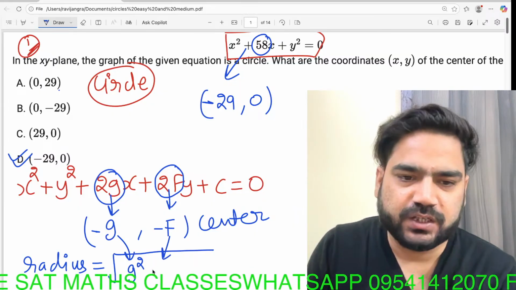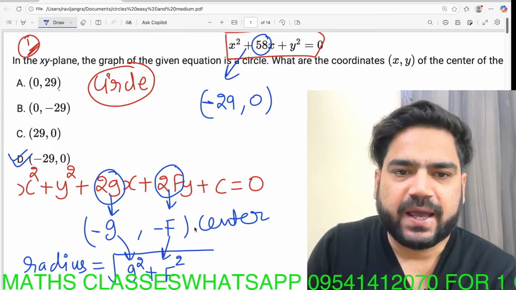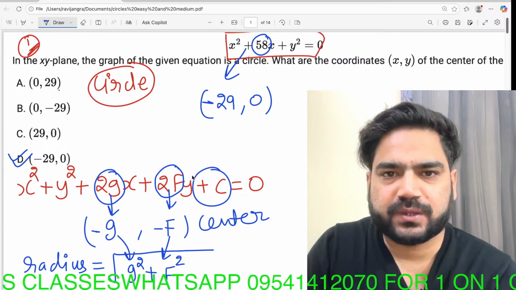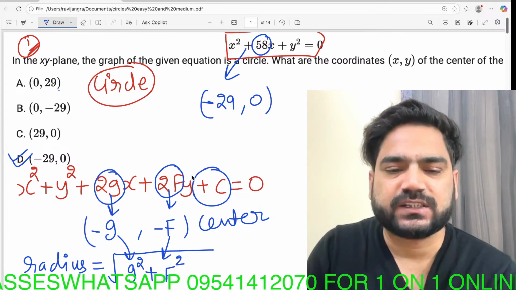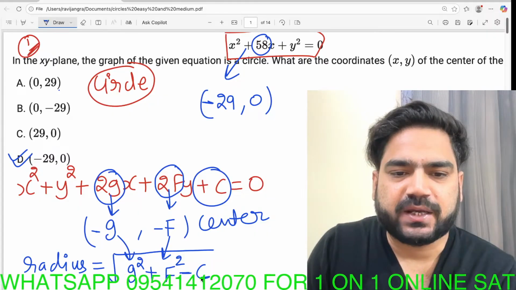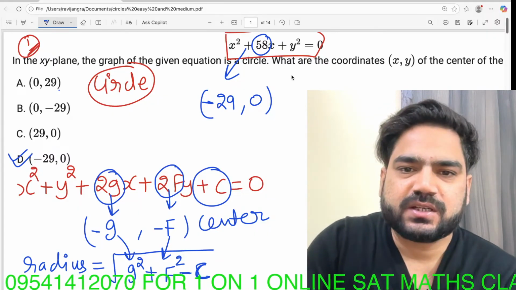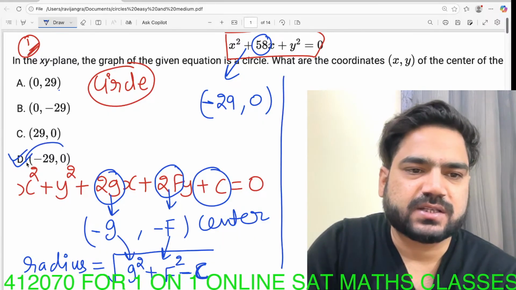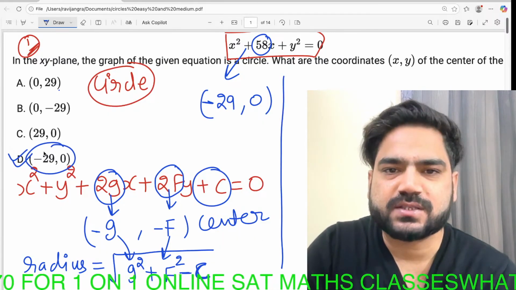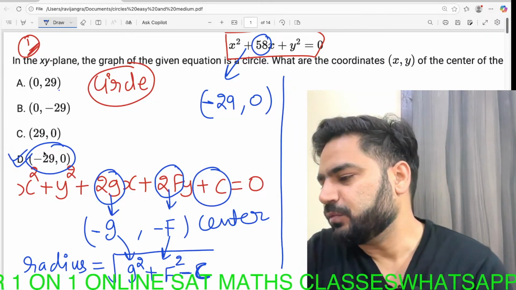Minus f, you will do its square, it will be f square. And this constant part, that is plus c, you have to subtract it, so it will be basically minus c. So we can also find the radius of a circle if they are asking it. So basically this is our first question, and its answer is minus 29 comma 0. Okay, easy. Okay, moving on.